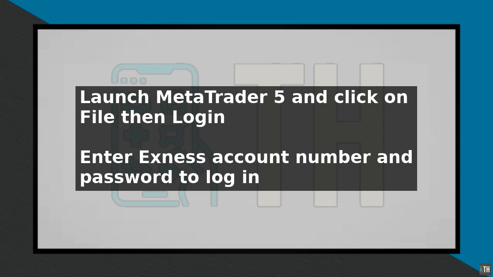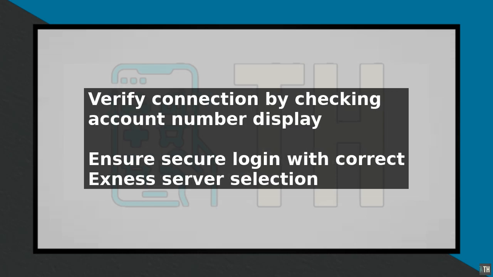If the credentials are correct, you will be logged into your Exness account through Metatrader 5. To verify the connection, check the bottom right corner of the Metatrader 5 window, where it should display your account number and the Exness server name. You can now start trading with Exness using the Metatrader 5 platform.